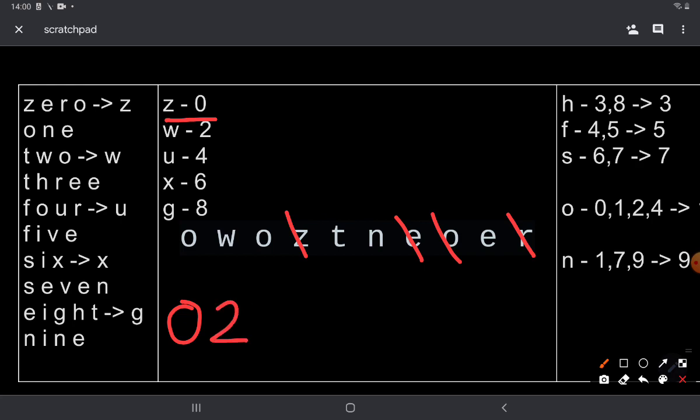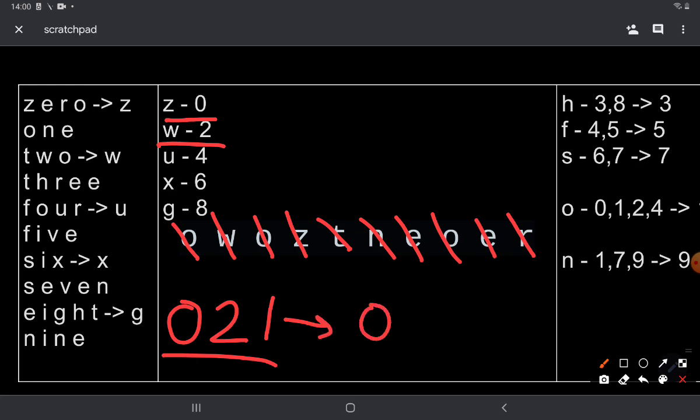Let's remove T, W, O. Okay, so now it doesn't have U, neither does it have X, G, H, F, or S. So it doesn't have any of these. So let's check for O's. O's now uniquely identify 1s. So yes, it does have an O. So we have 1, and we remove the spelling O-N-E, and we have nothing left. So this is 0 1 2. We have identified the characters. Now what we have to do is sort them and return them as the result.